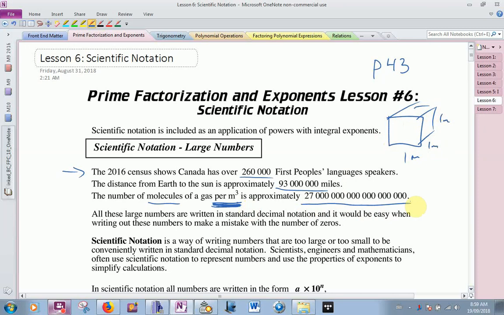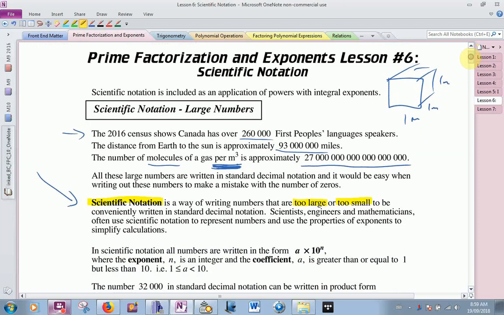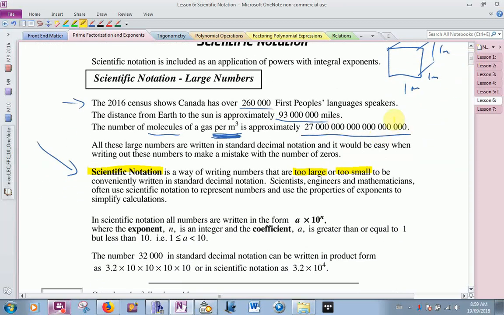I don't know either. Thing is, math people are lazy, okay? That's a big number. We don't want to write all those zeros. So we invented a way to make it a lot nicer. We call it scientific notation. It's a way of writing numbers that are too large or too small to be conveniently written using all those zeros, okay? We don't want to do that.